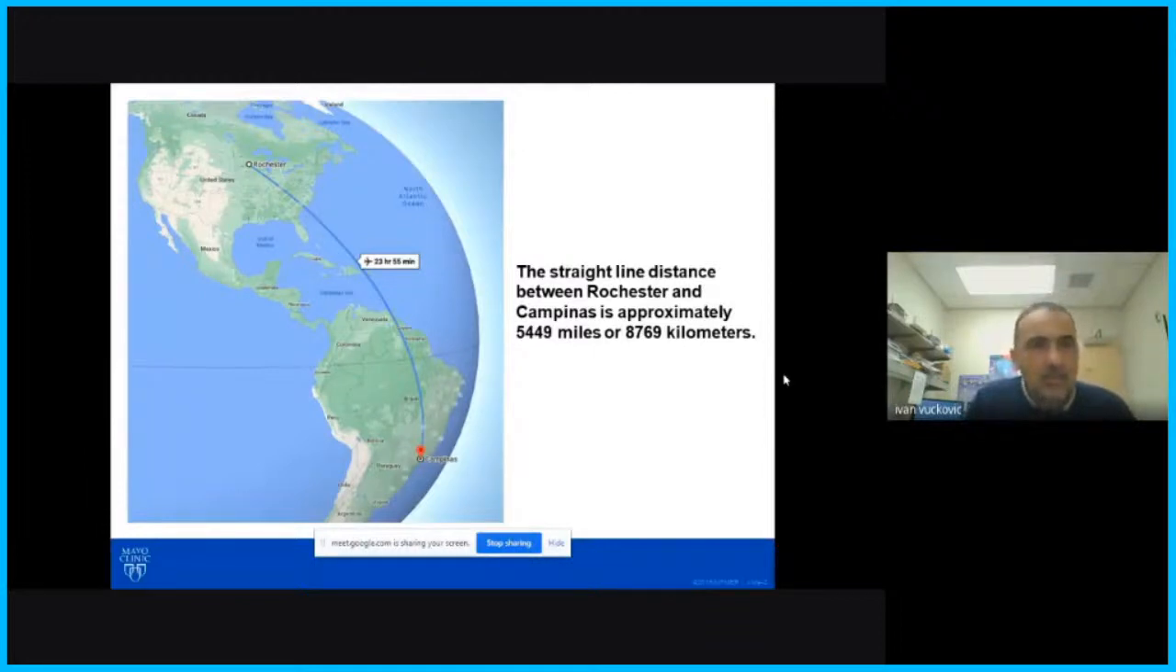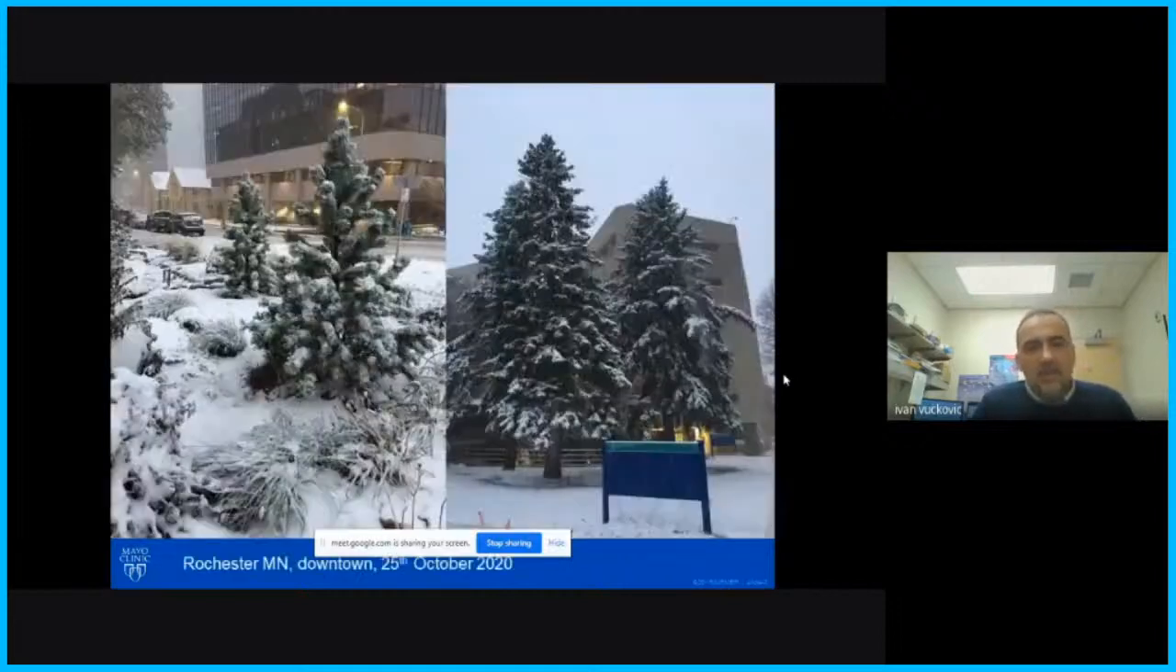As Ljubica mentioned, I'm currently in Rochester, far up north, and I'm sending you warm regards. It may sound as a joke, because usually the weather would be very cold this time of the year. Currently it's not, but we had the first snow almost a month ago. These photos were taken in downtown campus of Mayo Clinic in Rochester on 25th October this year.